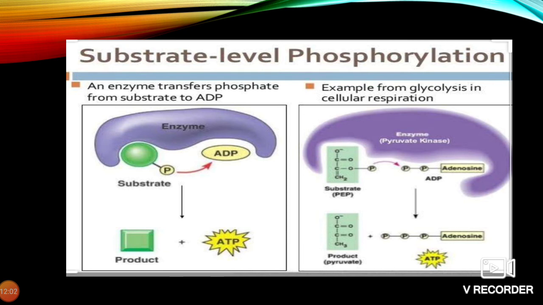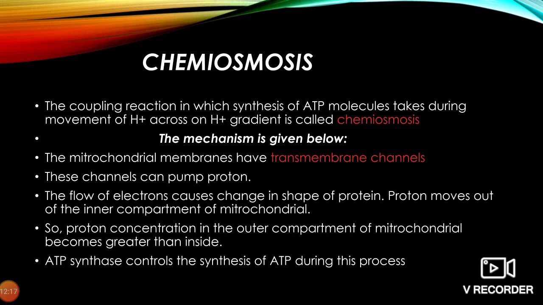Here we have the image of substrate-level phosphorylation, where enzymes transfer phosphate from the substrate to ADP, forming ATP and the product. The example is taken from glycolysis in cellular respiration. The next one is chemiosmosis, the coupled reactions in which the synthesis of ATP molecules takes place during the movement of hydrogen ions across the hydrogen gradient. The mechanism is given below. How does chemiosmosis take place?